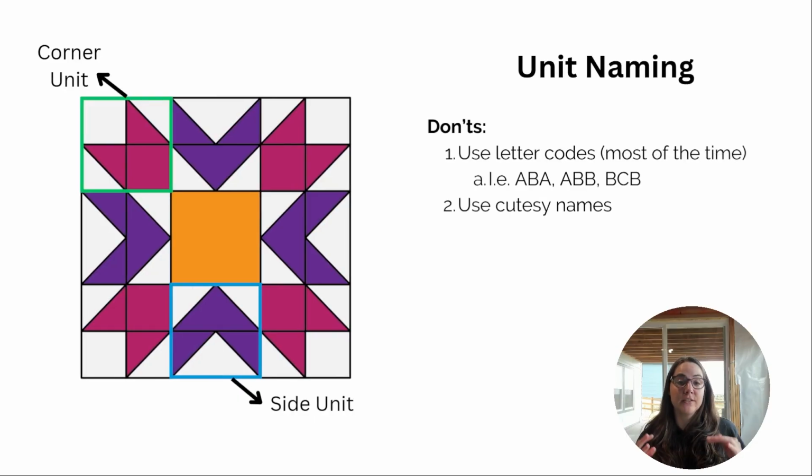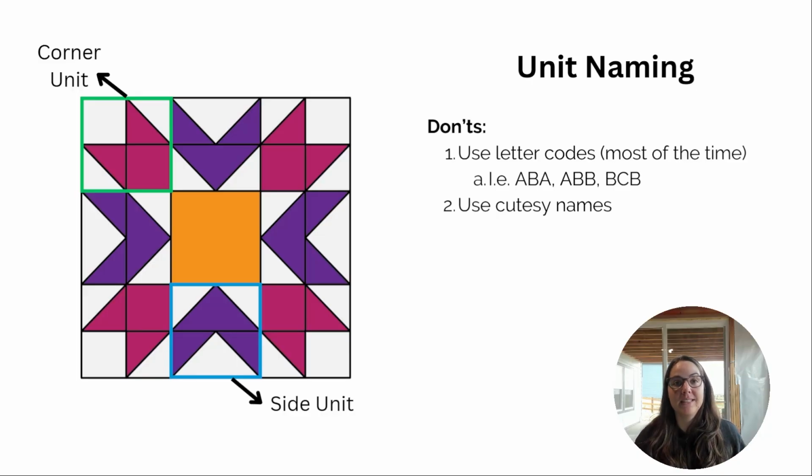The first is using letter codes. Now, this is true most of the time. I will give you an example when this would be okay, but a lot of times when I'm teching patterns, I will see an ABA flying geese, or an ABC flying geese, or an AB HST, or a CD HST, or an ABA square and a square block, something along those lines, right? It makes sense, right? Generally, those letters are referring to the fabrics that you're using. So you would have a piece of A fabric, a piece of B fabric, a piece of C fabric. Kind of intuitively makes sense.